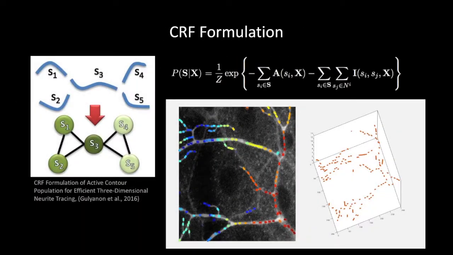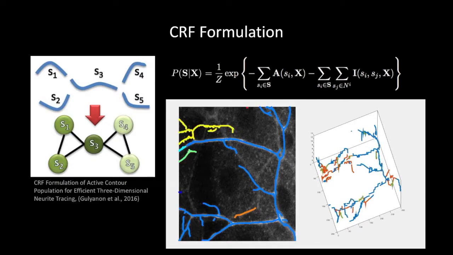In the second method, we model the snake population using the conditional random field framework. Our objective function is formulated as the conditional distribution over the set of snakes S given the data volume X. Bottom right shows the tracing process of our second method in both 2D and 3D. Different colors represent different snakes.